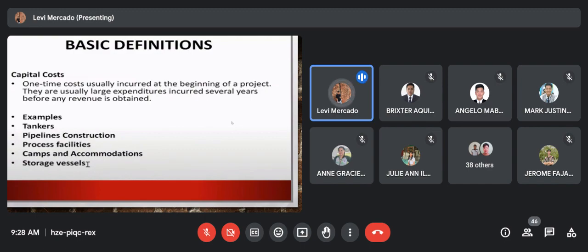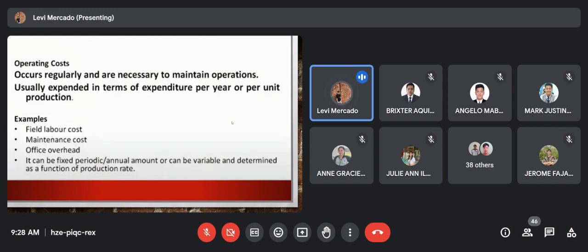Review lang. Capital cost, ano ibig sabihin? Ito yung money invested one time. Nilabas natin pera. Say for example, mag-invest tayo sa pagbili ng tanker, pag-construct ng pipeline, pagbili ng mga process facilities, pag-construct ng process facilities, camps, and other, like storage vessels. So, by definition, it is a one-time cost usually incurred at the beginning of the project. So, yung perang nilabas mo as investment for a project specific.